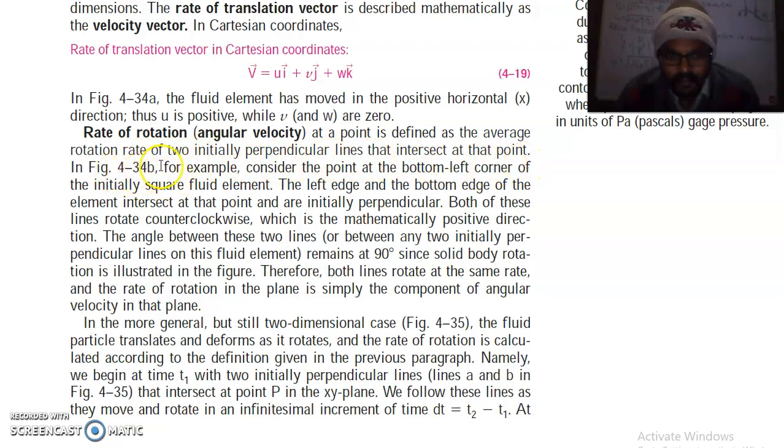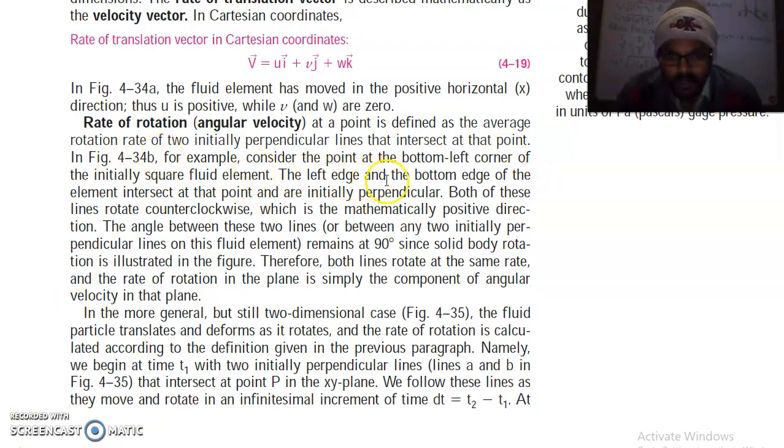So in figure 4-34b, consider the point at the bottom left corner of the initially square fluid element. The left edge and the bottom edge of the element intersect at that point and are initially perpendicular. Both of these lines rotate counterclockwise, which is the mathematically positive direction. The angle between these two lines, or between any two initially perpendicular lines on the fluid element, remains at 90 degrees. Since solid body rotation is illustrated in the figure, both lines rotate at the same rate, and the rate of rotation in the plane is simply the component of angular velocity in that plane.